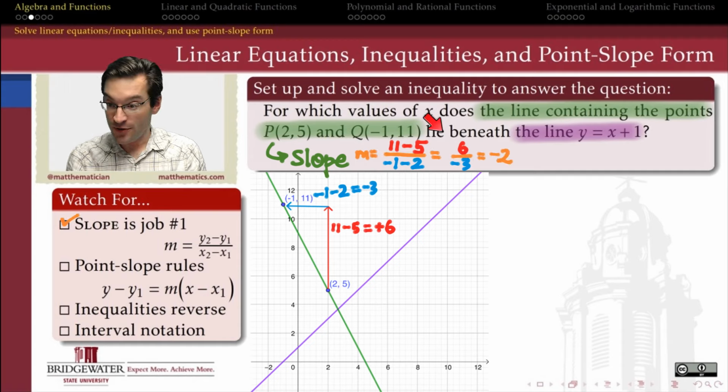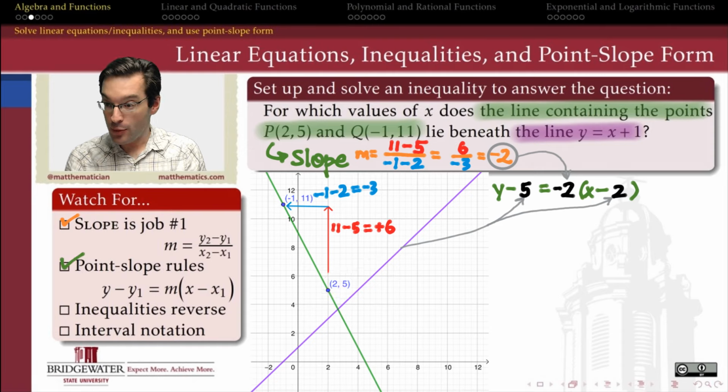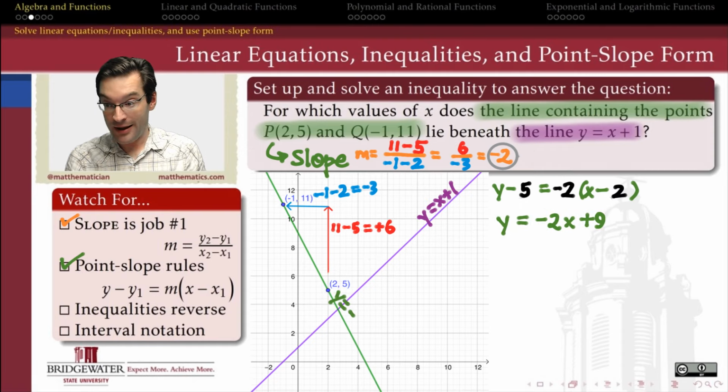The slope is the difference in the y values divided by the difference in the x values. In this case, that slope is negative 2. Once I know my slope, and I know a single point, I can write a point-slope equation for that line. And once I have an equation for both lines, then finding out when the green is underneath the purple is a matter of figuring out when minus 2x plus 9 is less than or equal to x plus 1.